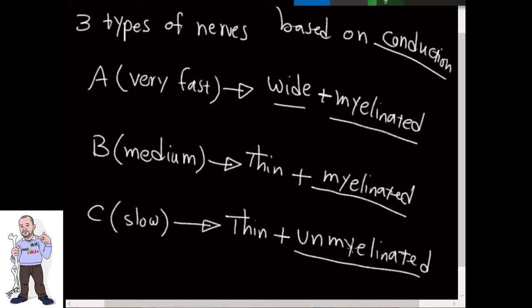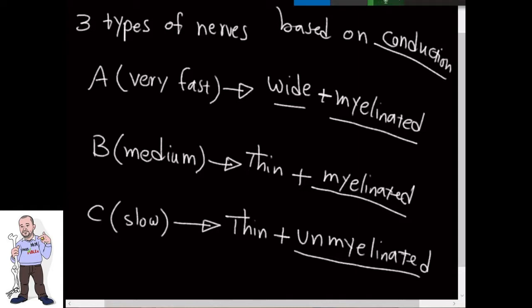A is very fast. A is the reflexes of the body; the nerve is the A type of nerve. The pain is the C type of nerve. You never feel pain that fast. Pain is always very slow. Okay? Good. So now what I'm going to tell you is this.